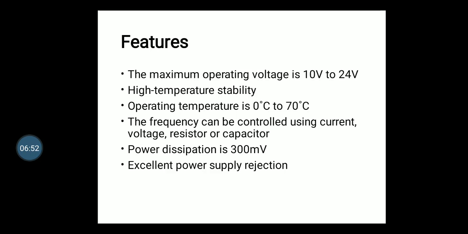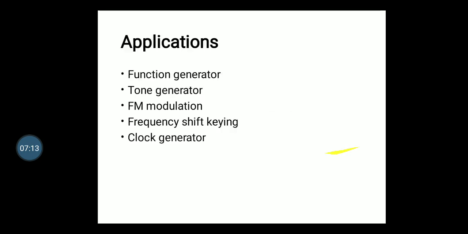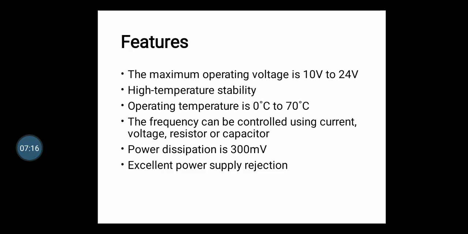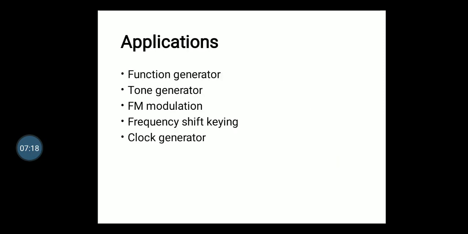The maximum operating voltage is 10 volt to 24 volt. High temperature stability. Operating temperature is 0 degrees centigrade to 70 degrees centigrade. The frequency can be controlled using current, voltage, resistor or capacitor. Power dissipation is 300 milliwatt. Excellent power supply rejection. It has applications in function generator, tone generator, FM modulation, frequency shift keying, and clock generator.